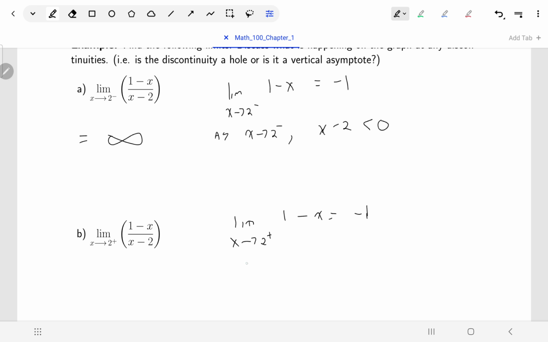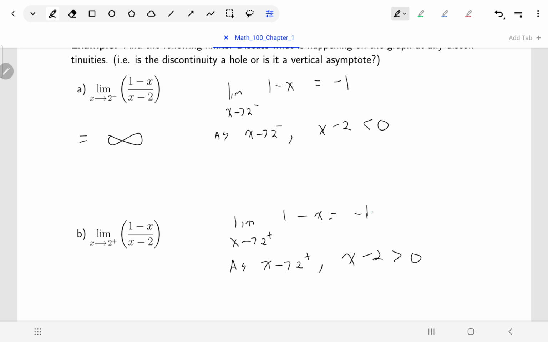And if I'm looking at what happens as x approaches 2 from the right, x minus 2 is going to be something bigger than 2 minus something that's exactly 2. You'll wind up with bigger minus smaller. You wind up with something that's positive. So we've got something negative divided by something positive. So in other words, we're talking about negative values.